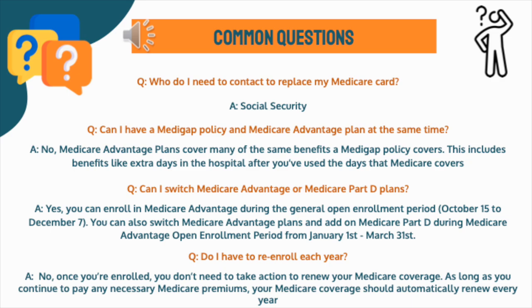Can I switch Medicare Advantage or Medicare Part D plans? Yes, you can enroll in Medicare Advantage during the general open enrollment period, which is October 15th to December 7th. You can also switch Medicare Advantage plans and add on Medicare Part D during Medicare Advantage open enrollment period, which runs from January 1st to March 31st. Lastly, do I have to re-enroll in Medicare each year? The answer is no. Once you have enrolled, you don't need to take action to renew your Medicare coverage. As long as you continue to pay any necessary Medicare premiums, your coverage should renew automatically each year.